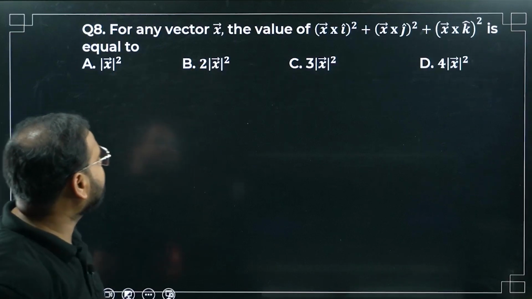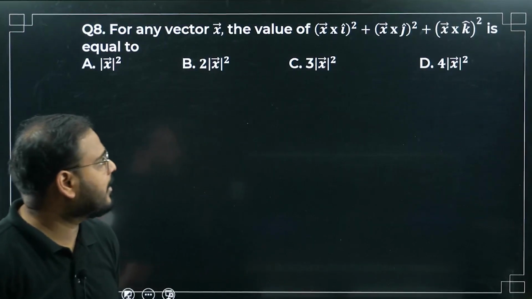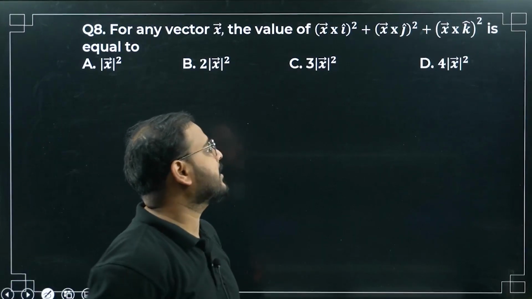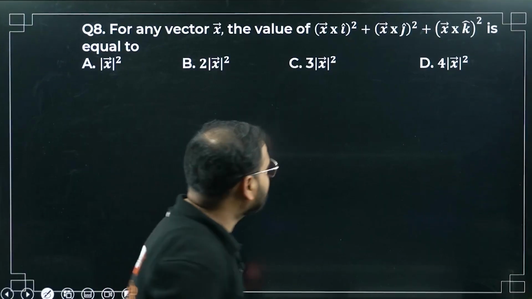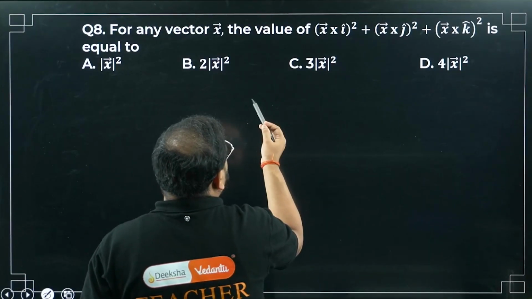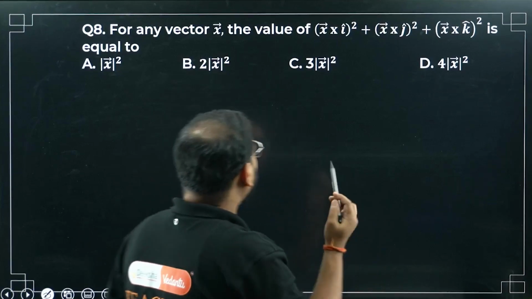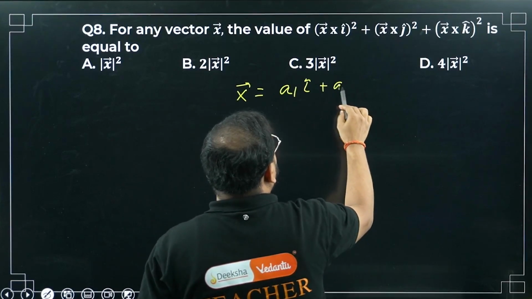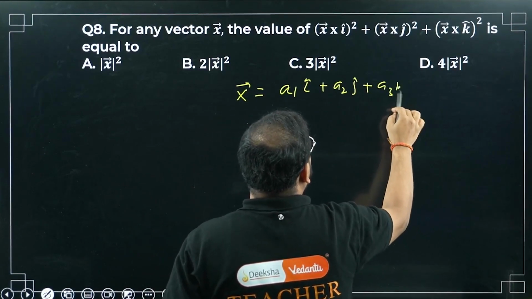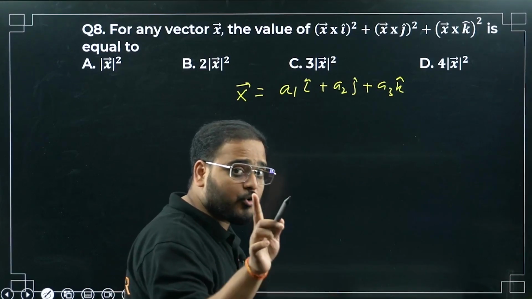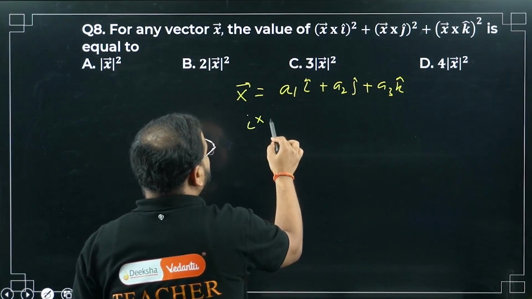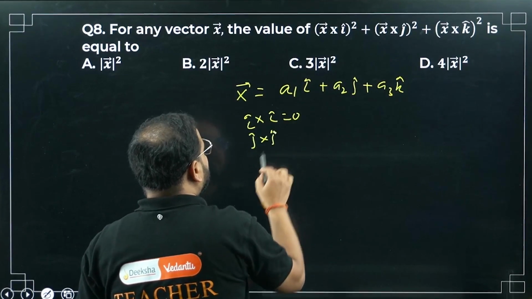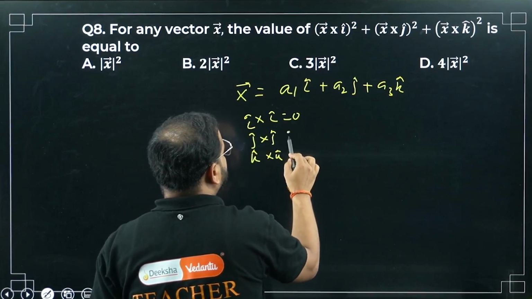Question number 8. For any vector x, the value of x cross I whole square plus x cross j whole square plus x cross k whole square is going to be what? Think. So I will not solve this entirely. No need. Just think in your brain. If I write vector x as, let's say, a1 I cap plus a2 j cap plus a3 k cap. I'm thinking of what? Cross product. We know that I cross I is what? 0, right? Same goes with j cross j, and same goes with k cross k also.